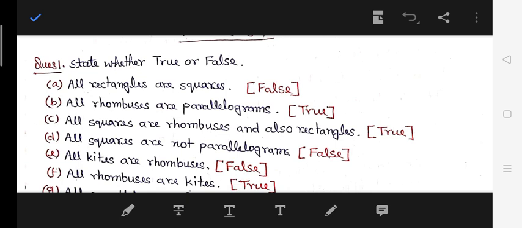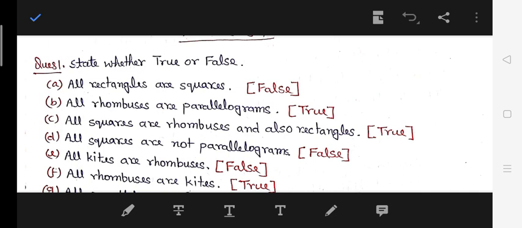Now rectangle. In the rectangle opposite sides should be equal and each angle should be 90 degree. So square is also a quadrilateral in which opposite sides are equal. Here in the square all the four sides will be equal. It means opposite sides are equal and in the square all the angles are 90 degree. It means all the squares are rhombus and also rectangle. It is true.